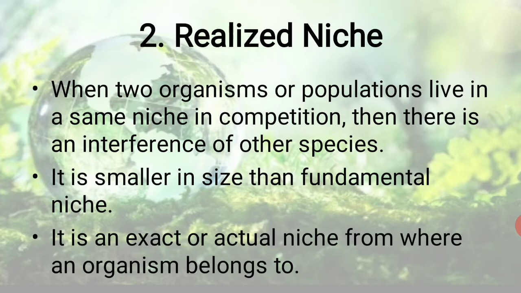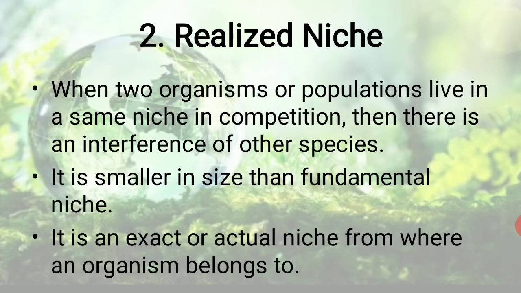Now the next type is realized niche. So realized niche is when two organisms or populations live in the same niche in competition. Then there is an interference of other species because they are using the same resources, right?